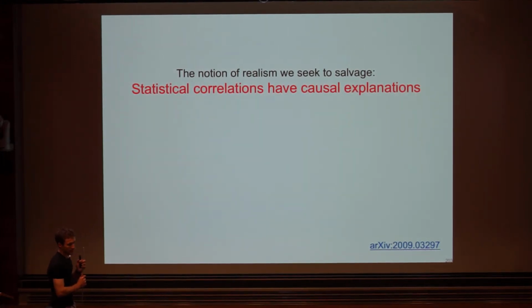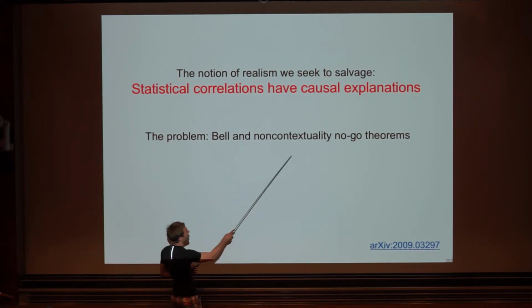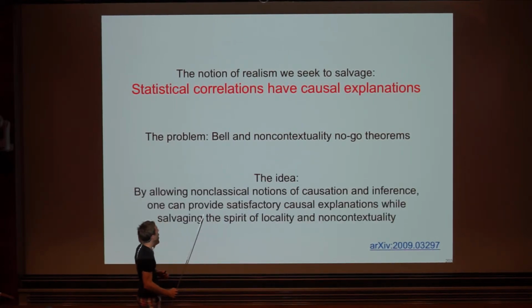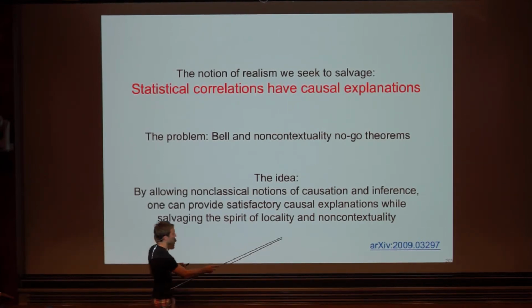So the notion of realism that we're trying to salvage is that statistical correlations should have causal explanations, and our goal as physicists is to find those. The problem is Bell and, what I've been focusing on, non-contextuality no-go theorems. And the idea is, by allowing these new notions of causation and inference, one can search for causal explanations which satisfy the spirit of locality and non-contextuality.